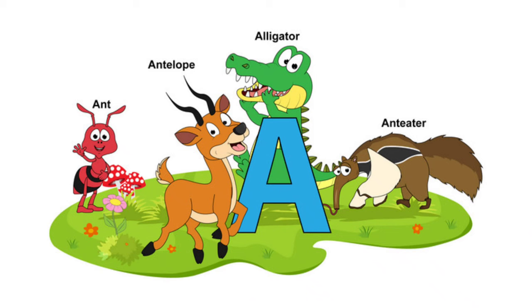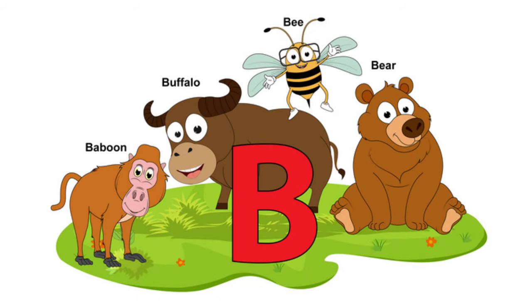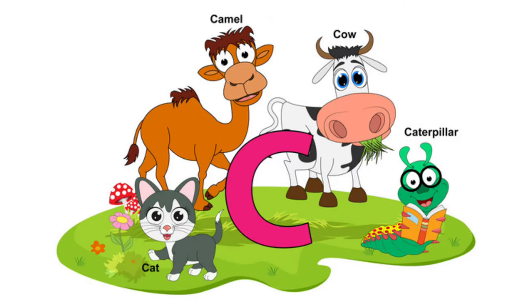A for alligator, A for antelope, A for ant, A for antelope. B for bee, B for bear, B for buffalo, B for baboon. C for camel, C for cow, C for caterpillar, C for cat.